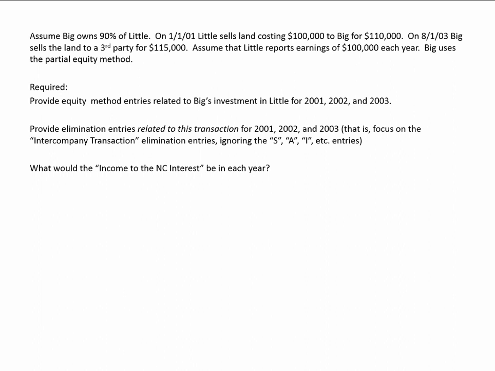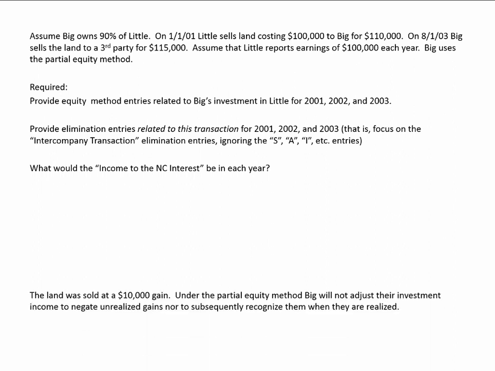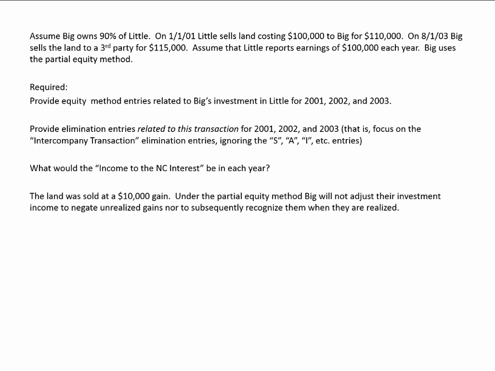Third, we need to indicate what the income to the non-controlling interest would be in each year. Again, this was an upstream transaction. Little sold the land to Big, which means that the unrealized gain from this transaction will affect the non-controlling interest. Now, the land was sold from Little to Big at a $10,000 gain. Under the partial equity method, Big will not adjust their investment income to negate or eliminate the unrealized gain, nor to subsequently recognize that gain when it is finally realized.